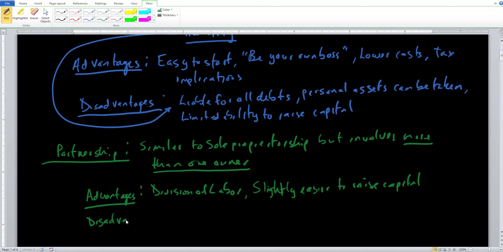However, another disadvantage, the same disadvantages hold true here as they did under the sole proprietorship. So disadvantages. The major one, of course, is still going to be this unlimited liability.